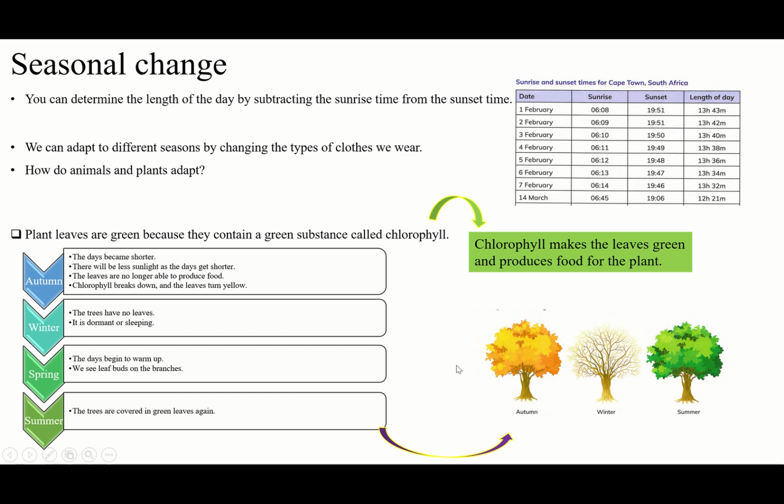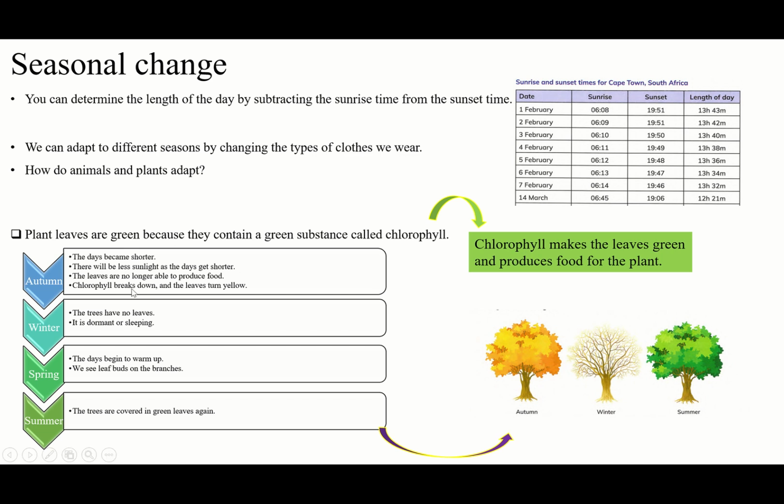You see, it's a circle, guys. So chlorophyll breaks down, the leaves turn yellow and fall off. Then when they fall off, in winter there is no leaf. In spring the leaf buds start to appear on the branch. In summer they will be covered with green. Again, come back to autumn. Chlorophyll breaks down. You see, it's going to continue like that forever.